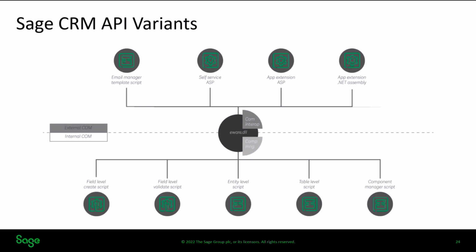Now there are different variants of how these objects are used in different places within CRM. So there'll be a slightly different expression of the COM API, whether you're using it internally or using it externally. So the internal COM APIs that use this would be the create script, the validate script, what we'll see in a moment within the table level and the entry level script. And there's yet another family of script with other classes that is used solely with the component manager.